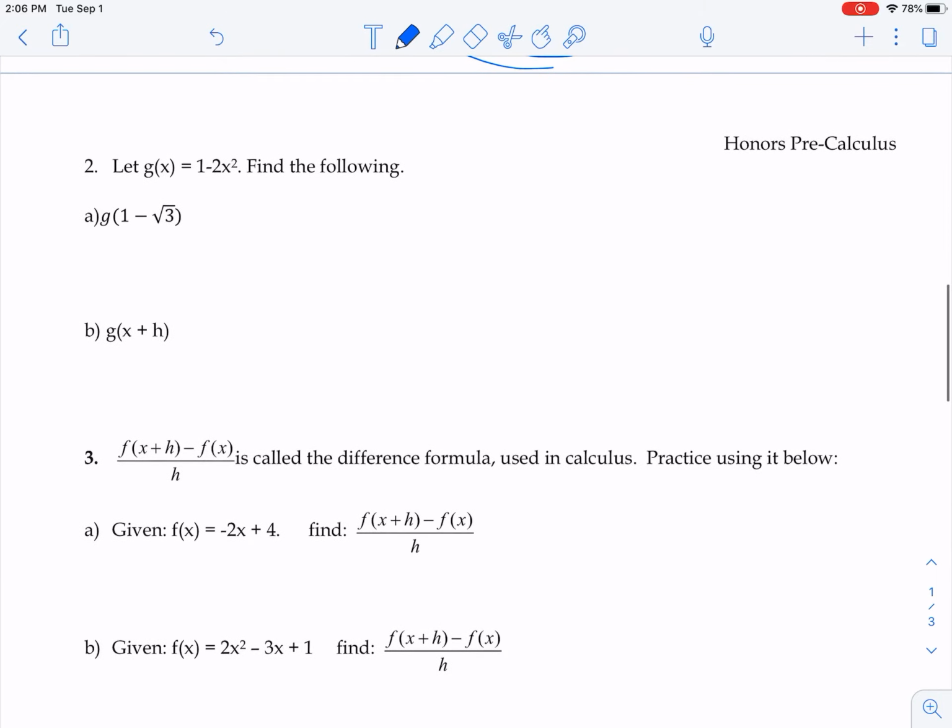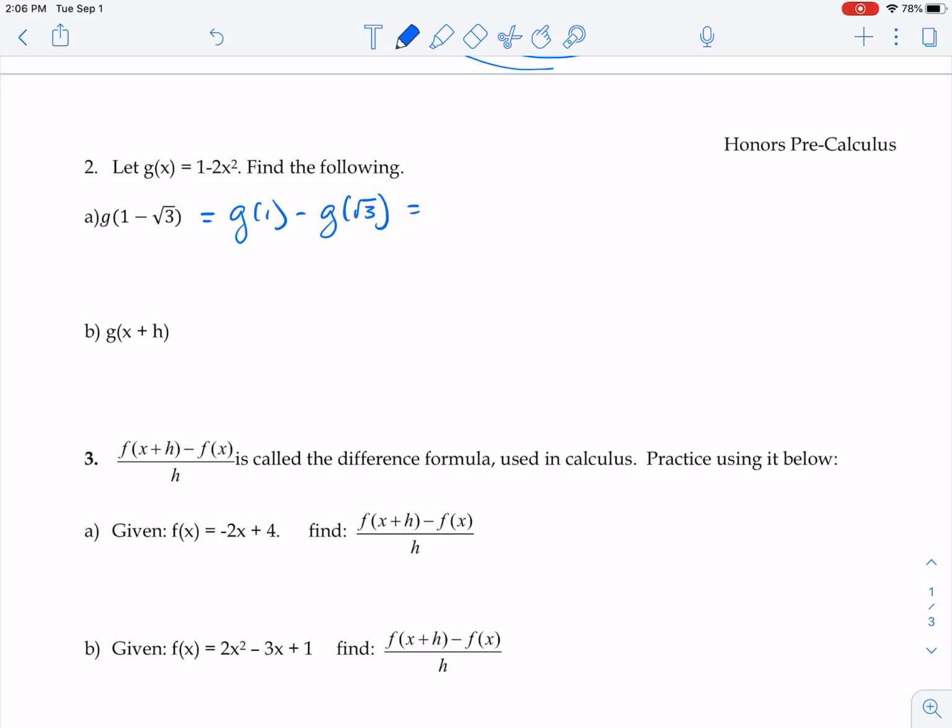Okay? We're going to do a couple more. This one, remember that this is the same as g of 1 minus g of root 3. If you plug in 1, you get 1 minus 2, minus 1 minus, the square root of 3 squared is 3. 2 times 3 is 6. So now what do I have? Negative 1, that's plus 5 equals 4.